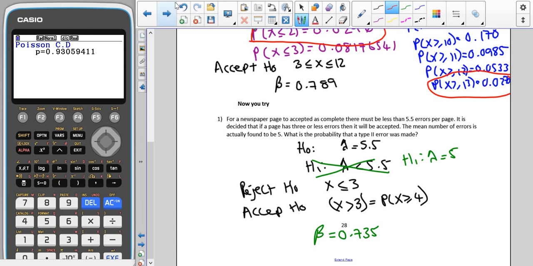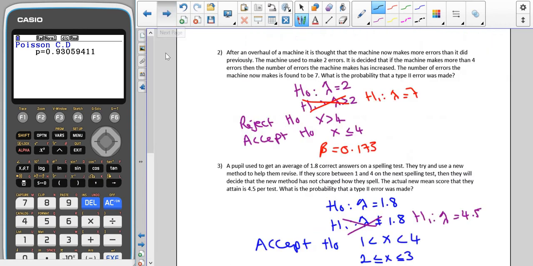That's why I find it really helpful to write down what the H0 and the H1 would be, so that you don't get fooled by some of the language that they might use in the question. So if it's less than or equal to 3, we'd reject H0, which means that greater than 3 or greater than or equal to 4 would be our accept H0, which is what we're looking for. And when we put that into our calculator, now using our lambda of actually 5, we get 0.735 as our beta.